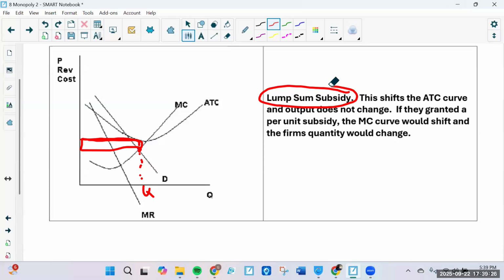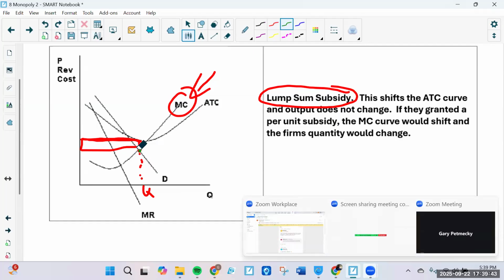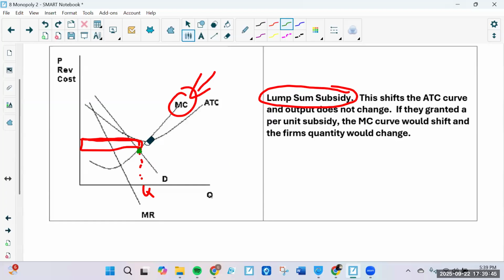And the reason why, if you give a per unit, then you're going to shift the marginal cost curve. Per unit affects marginal cost. And so you can't give them a per unit subsidy or this dude moves, and that point that we're trying to get them to work towards also moves. So that point right there moves, you're kind of out of luck. So you don't want that green dot to move.